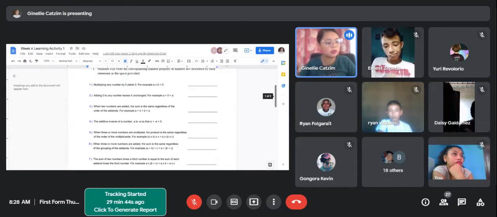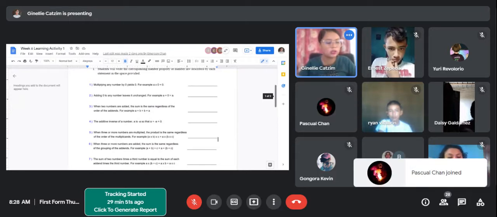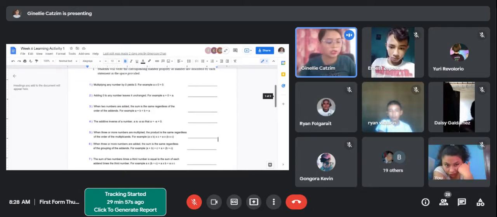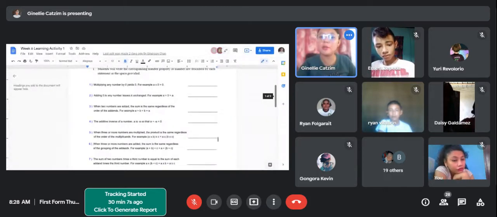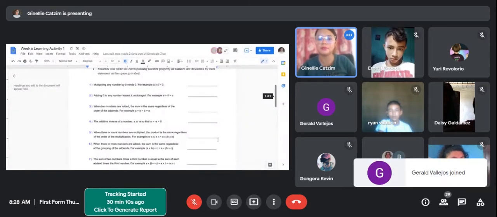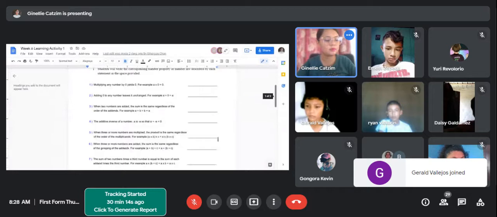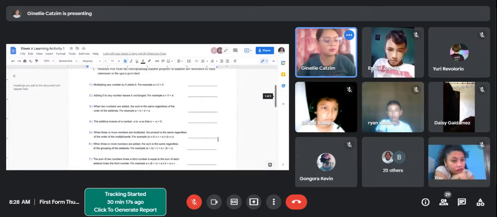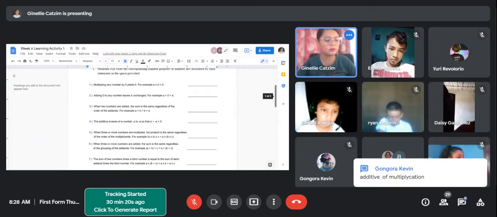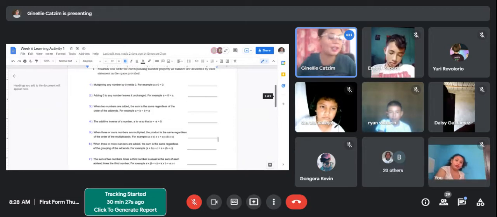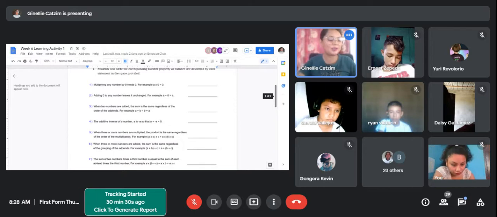So what we will do is, I think you can see the 7 numbers. Take a look at all, and I will ask from the list that I have here to answer the question. So number 1, multiplying any number by 0 yields 0. For example, a times 0 equals 0. Alan, which property is that one? Identity of multiplication. That's correct.